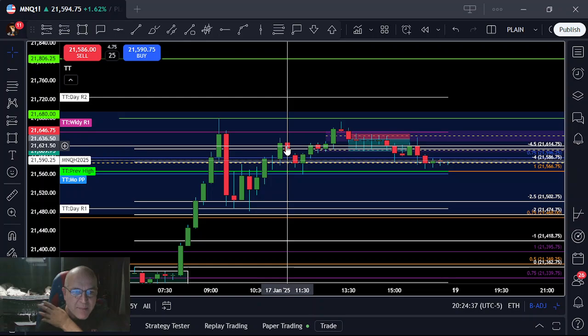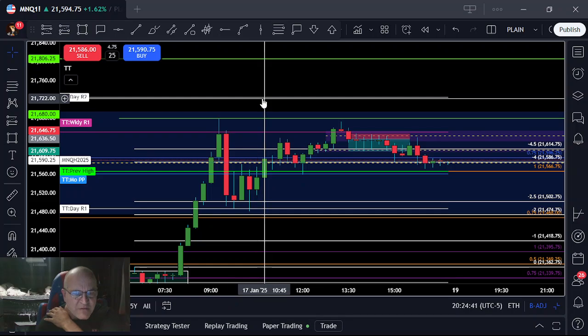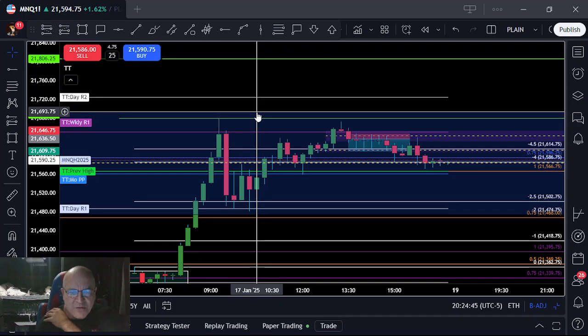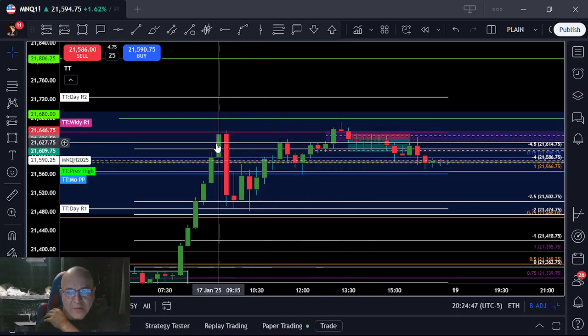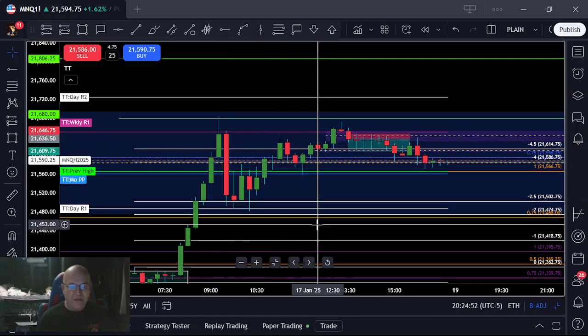I wanted to see what happened. Because if we did break the high, we've got the daily pivot point up here for a possible reversal to come back down. That's tradable. At the moment, I don't know where I'm at, so I'm not doing anything.